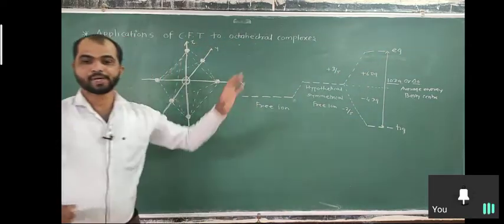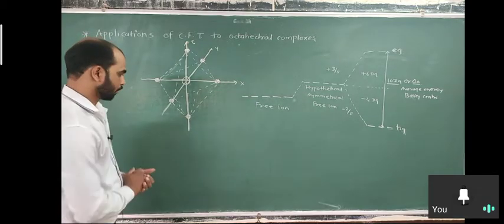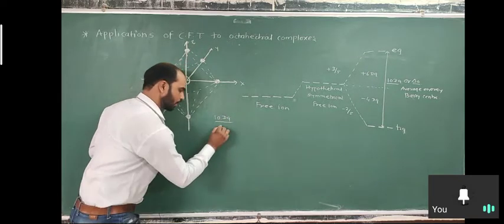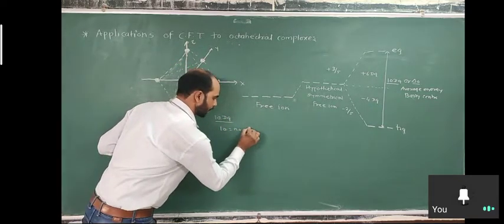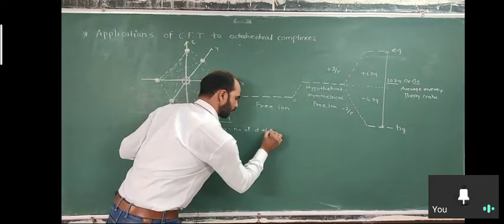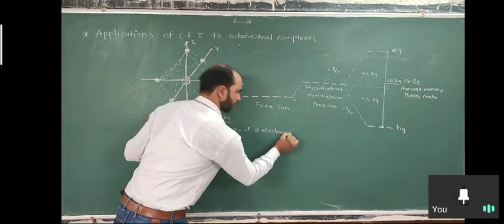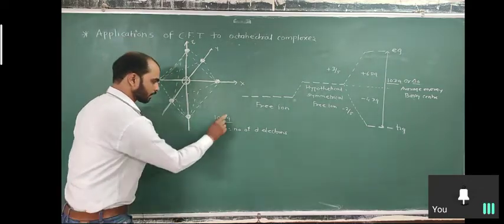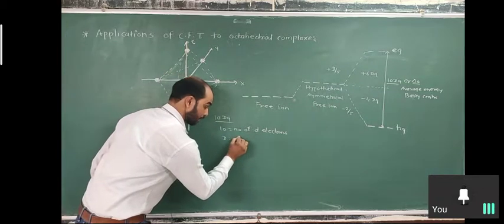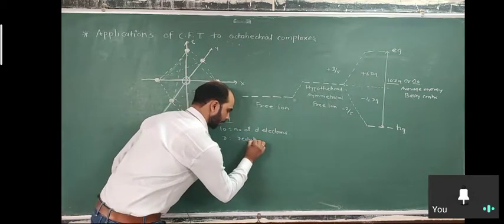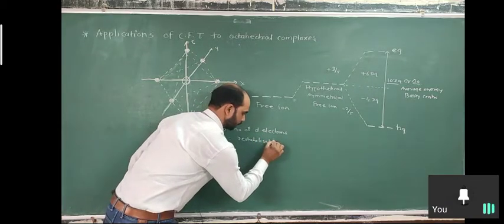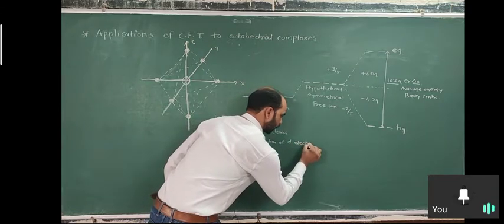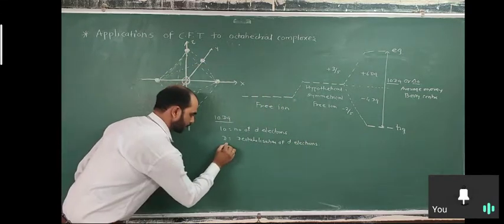So what is the meaning of 10 Dq? Here the 10 Dq is considered as follows: 10 is the number of d electrons. You know in the d orbitals the maximum number of electrons is 10. After that the D word is used. Here D means destabilization of d electrons. What is the meaning of q?